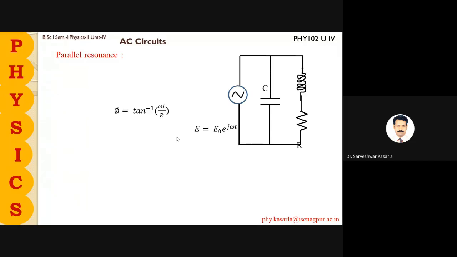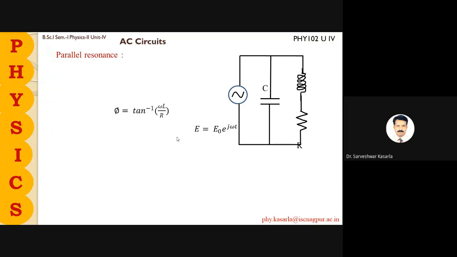So today we'll see the parallel resonance. Up till now we have seen the series resonance. Parallel resonance is where the capacitor is in parallel combination with L. In series resonance, these are in series. In parallel resonance, the capacitor and inductor are in parallel.